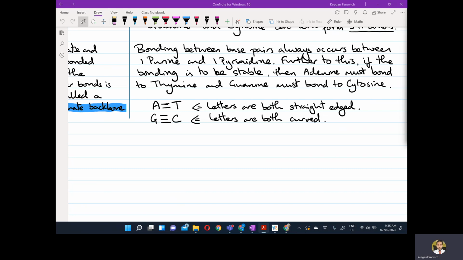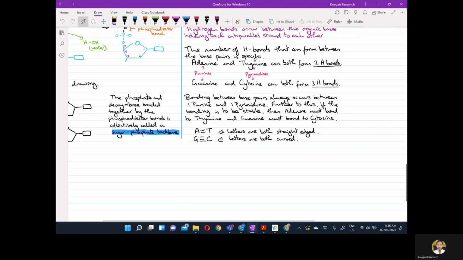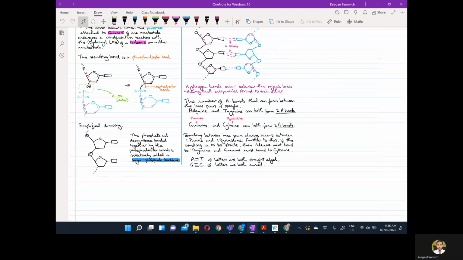So this is how we get to the whole concept of complementary base pairing, and how A is always bonded to T's, and G is always bonded to C's. I have a couple more things to write about this, which I will be doing shortly. I just wanted to make sure you're okay with that so far, and let's move forward.